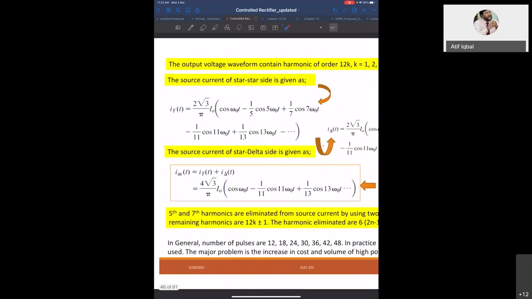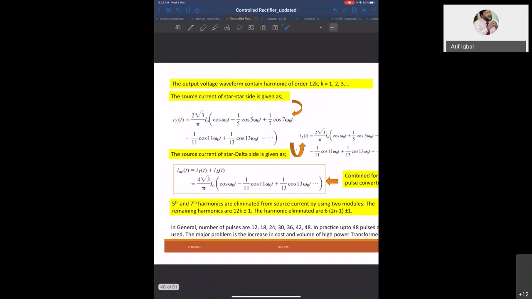And now when you analyze, you see the output voltage waveform contains harmonics of the order 12k. Since it is 12 pulse, it will be 12, 24, 36, like this. You will have the harmonics. And the source current of the star-star side is this: minus 1 by 5, plus 1 by 7, minus 1 by 11, plus 1 by 13. So 5th harmonic, 7th harmonic, 11th harmonic, 13th harmonic, this is what you see in star.